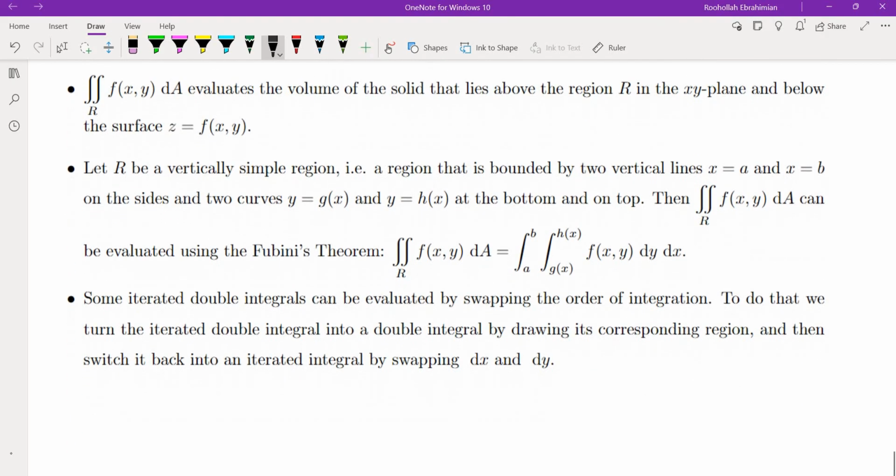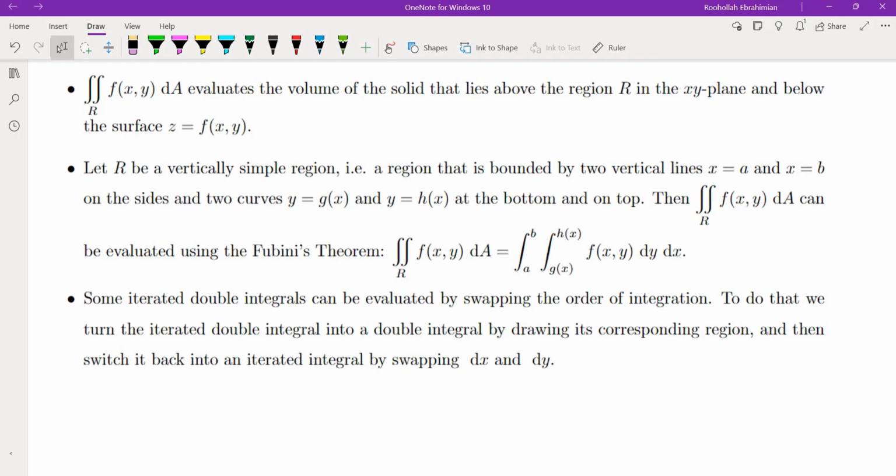To summarize, what we did was we defined a double integral that evaluates the volume of the solid that lies above the region R in the xy plane and below the surface z equals f of xy. Of course, this is only when f of xy is positive. If f of xy is partly positive, partly negative, you get positive volumes minus the portions below the xy plane.